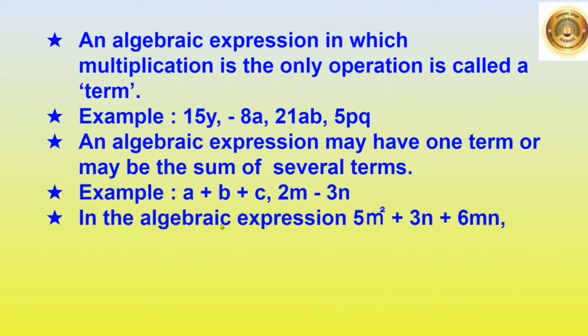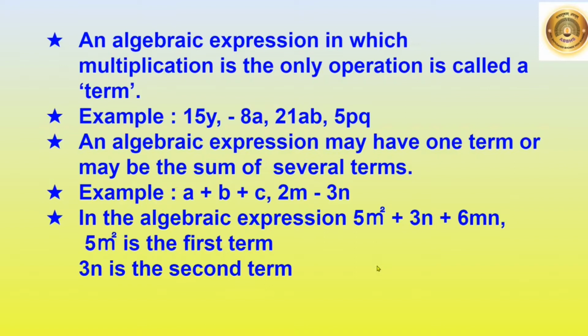Now suppose I take the expression 5m square plus 3n plus 6mn. What are the variables here? The variables are m and n. What is the first term here? The first term is 5m square. What is the second term? 3n is the second term. What is the third term? 6mn is the third term.